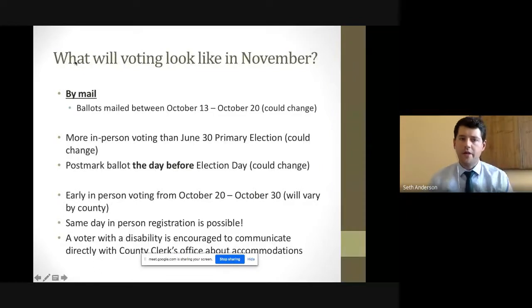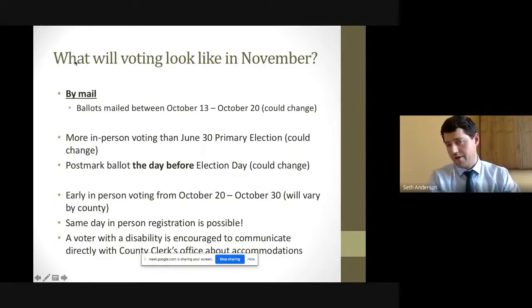Sounds like there will be early in-person voting for most counties right now. It is up to the county to determine what in-person voting will look like, but the date for in-person early voting is October 20th through the 30th. So if you're thinking about voting early in person, I would advise you to reach out to your clerk's office and find out what those dates look like and if this is accurate.